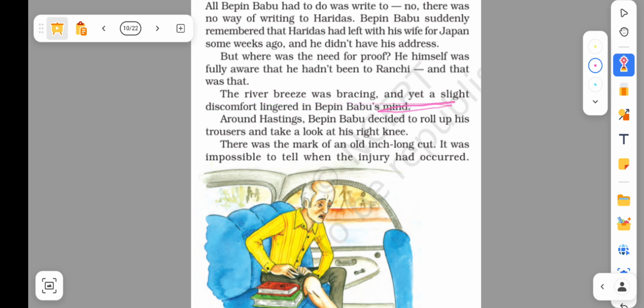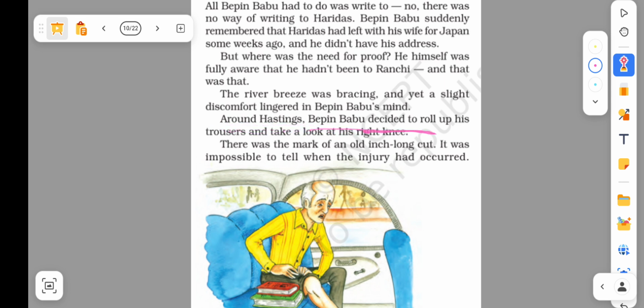The river breeze was bracing, and yet slight discomfort lingered in Bipin Babu's mind. Now, what is the meaning of this word bracing? I need to see it. ताजगी देने वाला means it was fresh. The breeze, that air of the river which was coming from the river's direction to him, was actually fresh. And again he had a discomfort lingered, meaning he had a feeling of something problematic in his mind.